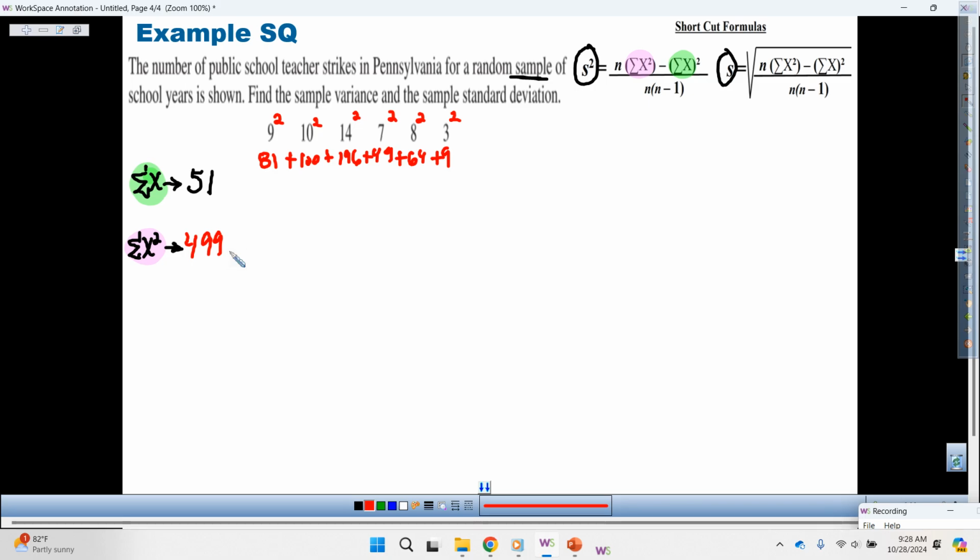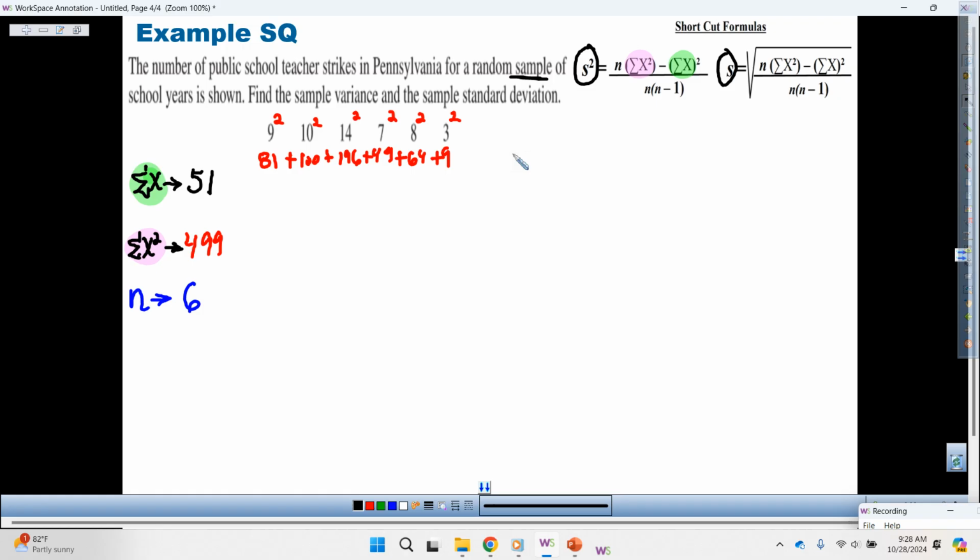All right. So now we have almost all our information. We just need the value for n. Tell your neighbor what we're going to write for n. What do we write for n? Martin, what do we write for n? 6. That is correct.